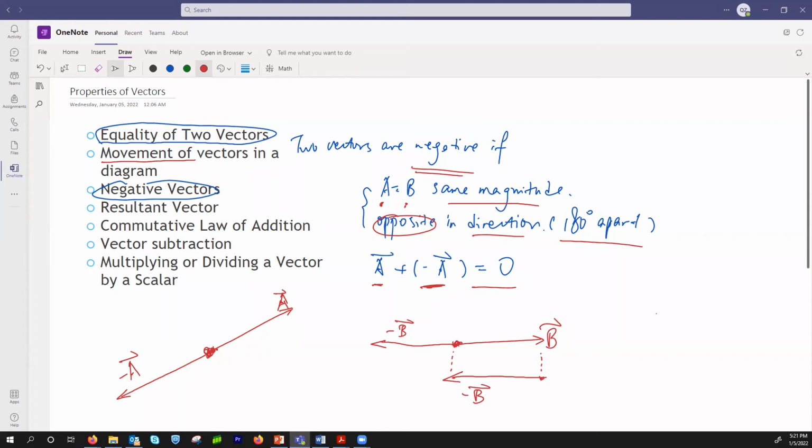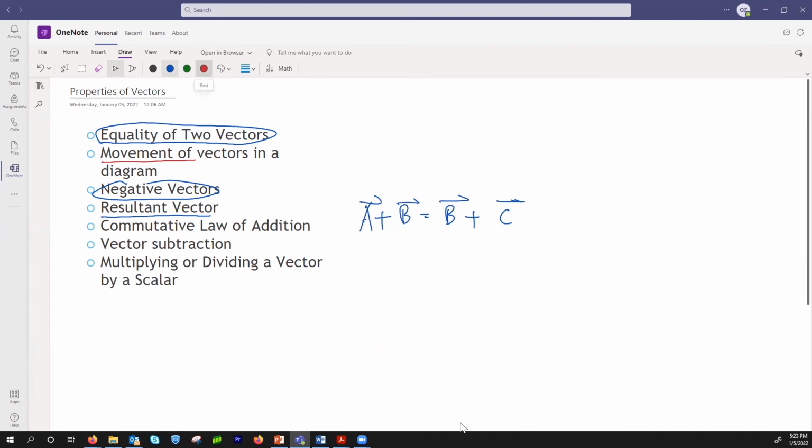Vector C, let's assume that it's going in this direction. And the negative vector, again, you have different ways to draw it. Remember the movement of the vectors. When you move the vector in parallel to itself, the value does not change. So right now I'm going to start off with the same point as vector C, and I go in the opposite direction with the same length. This will be the negative vector of C.